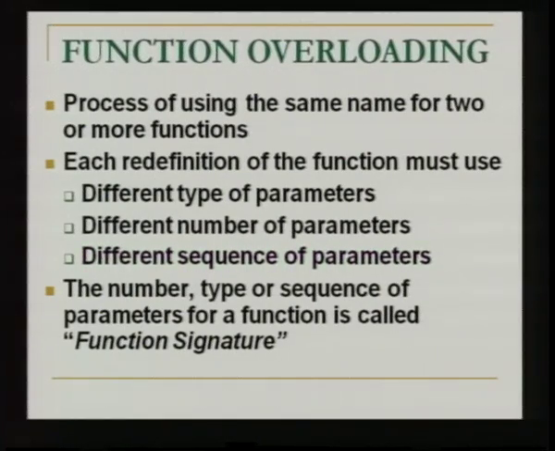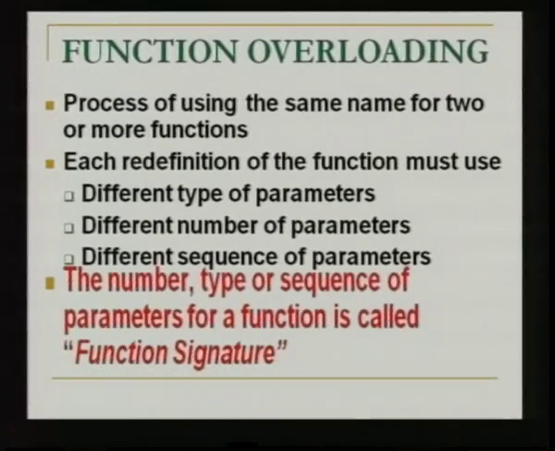So, though the functions have the same name, based on the parameters that they carry, they will be different in the data type, different in number or different in the sequence of arrangement. The number, type or sequence of parameters in a function is called the function signature. A signature is something that identifies a person. Similarly, the signature of a function identifies the function. So, the difference in the functions, though they have the same name, is called the function signature.